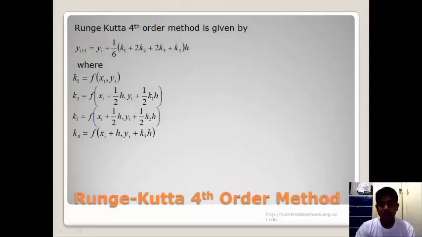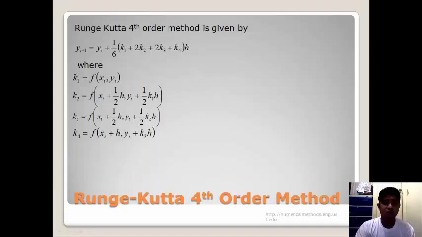Runge-Kutta fourth order method is another method for getting our next values. Our y_{i+1} equals y_i plus 1/6 times k1 plus 2 times k2 plus 2 times k3 plus k4, times the step size, where k1 is the function of x_i, y_i. k2 is equal to the function of x_i plus 1/2 of the step size, and y_i plus 1/2 k1 times the step size.